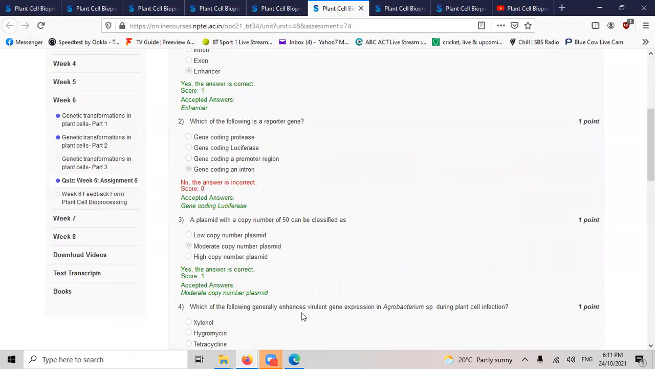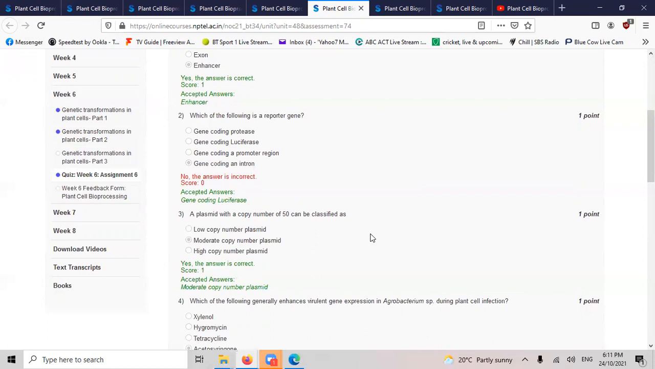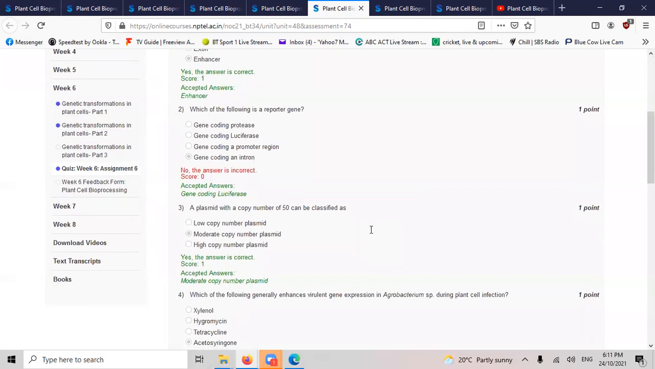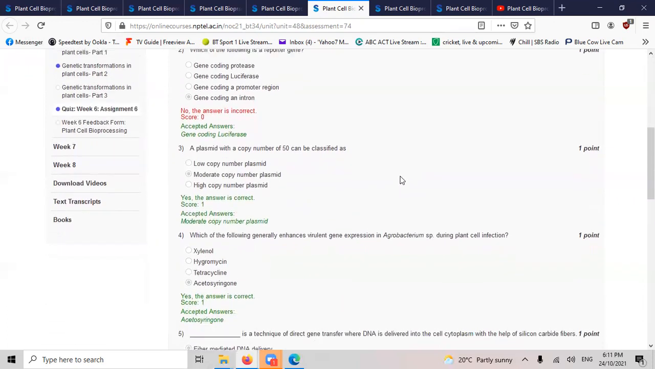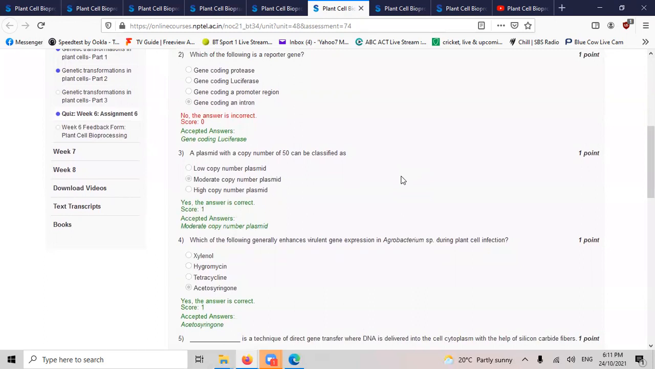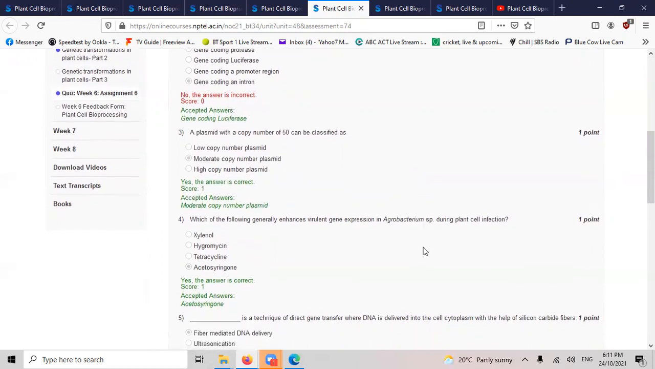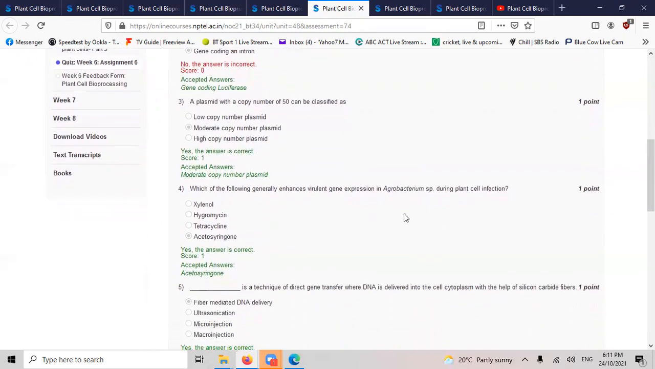Which of the following generally enhances virulence gene expression in Agrobacterium species during plant cell infection? It's acetosyringone. Something is the technique of direct gene transfer where DNA is delivered into the cell cytoplasm. That's mediated DNA delivery.